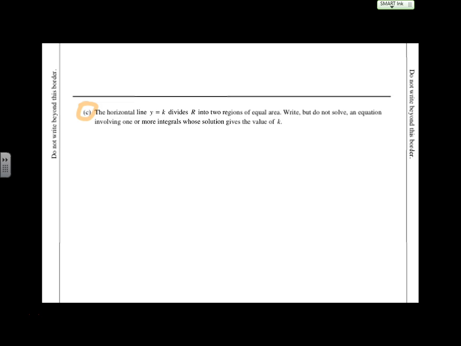Part C says the horizontal line divides R into 2 regions of equal area. Write but do not solve an equation involving one or more integrals whose solution gives the value of k.